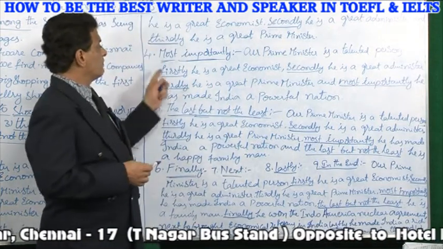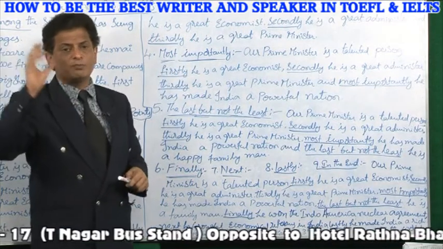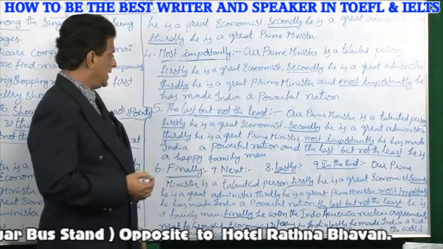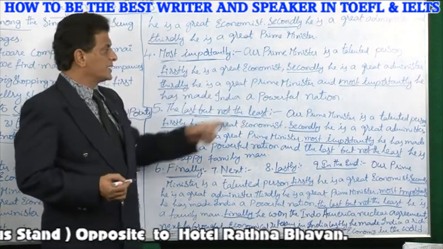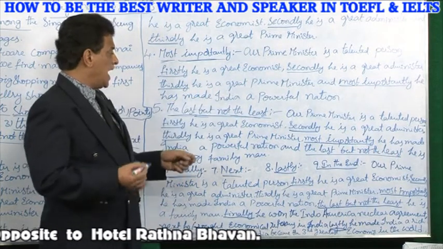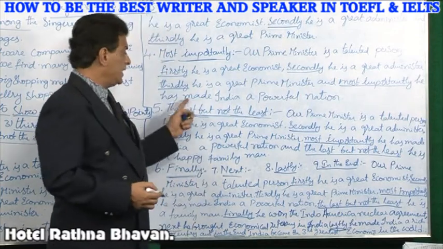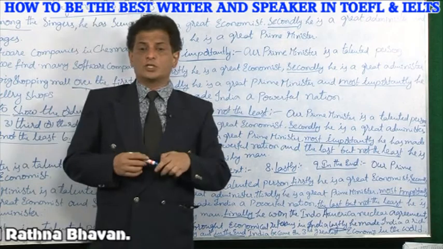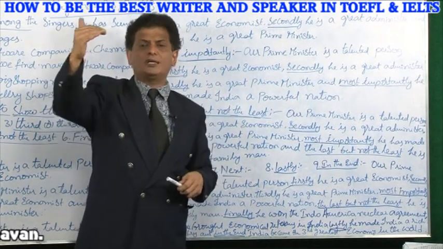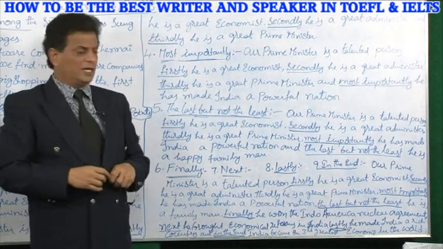So next, fourth, most importantly. Amongst the order, you want to say the most important point, what he is good at. Our Prime Minister is a talented person, right? Firstly, he is a great economist. Secondly, he is a great administrator. Thirdly, he is a great Prime Minister. And most importantly, what has he done? He has made India a powerful nation. So amongst all the qualities you are saying, the most important quality is that he has made India the most powerful nation.